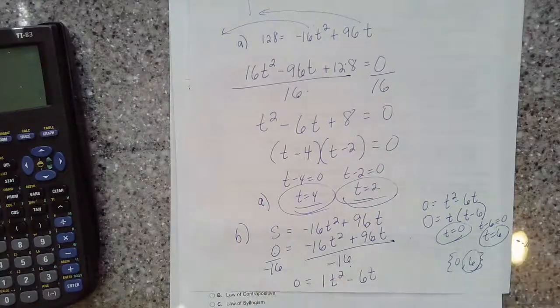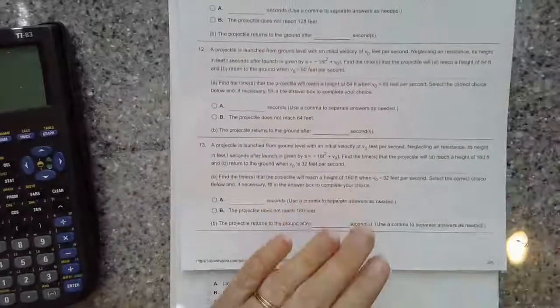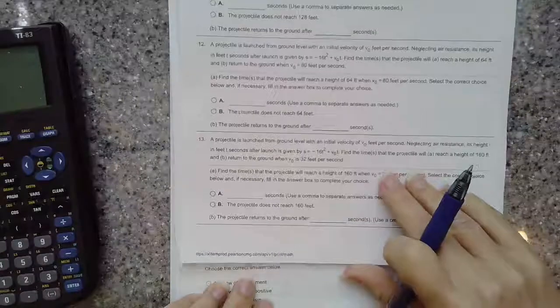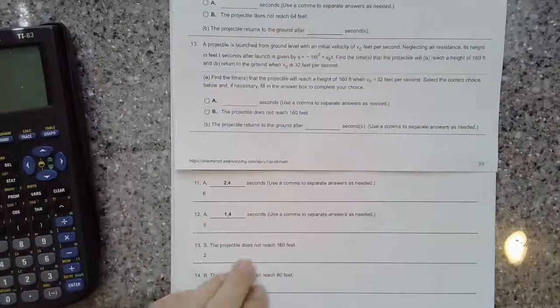All right, then we get to do that again. So let's practice that again on number 12. It's really the same question, but it's good practice again, right? Okay, number 12. Let's do that again. So same question, same equation.